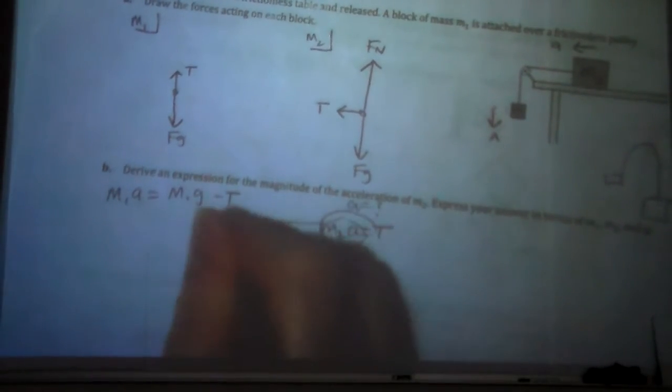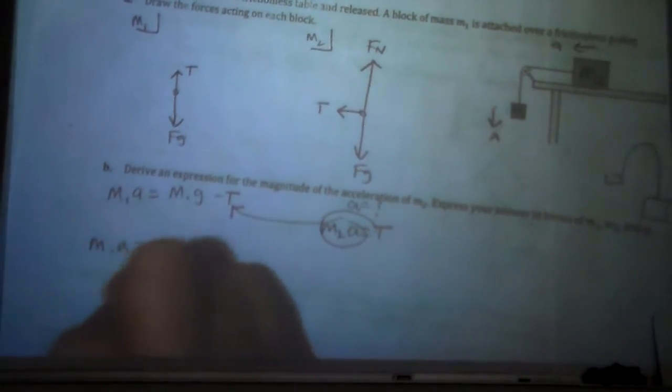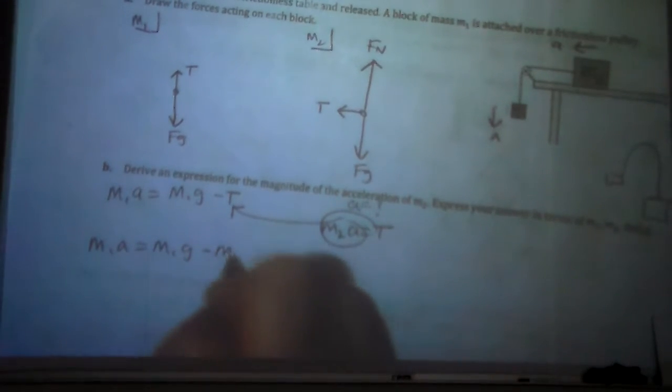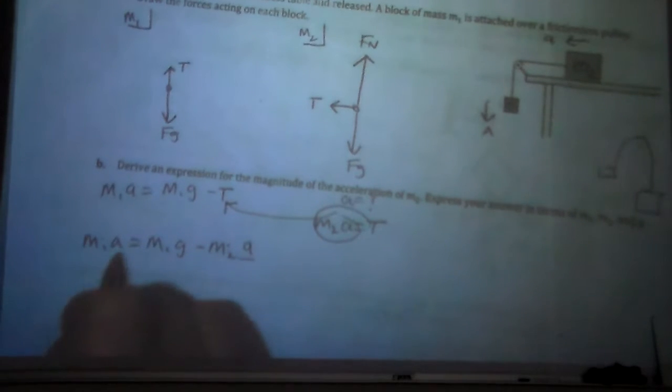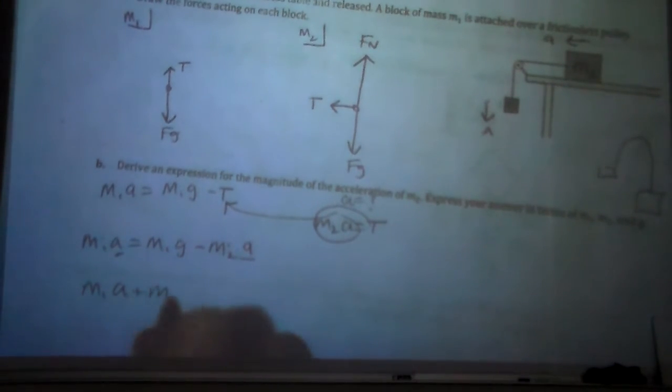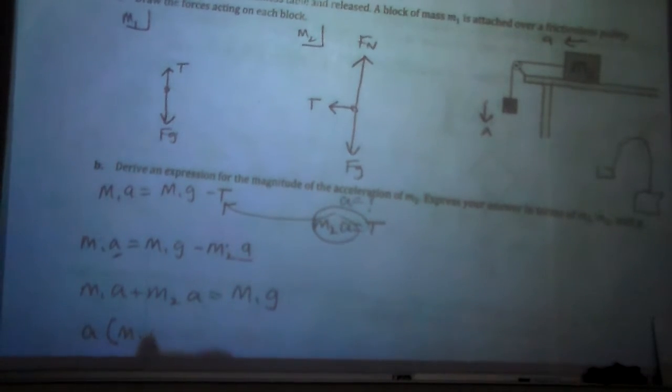So I take this, substitute in, M1A equals M1G minus M2A. And then I'm going to add over, because I need to get my A's together. Now I'm going to pull out an A, I'm left with M1 and M2.